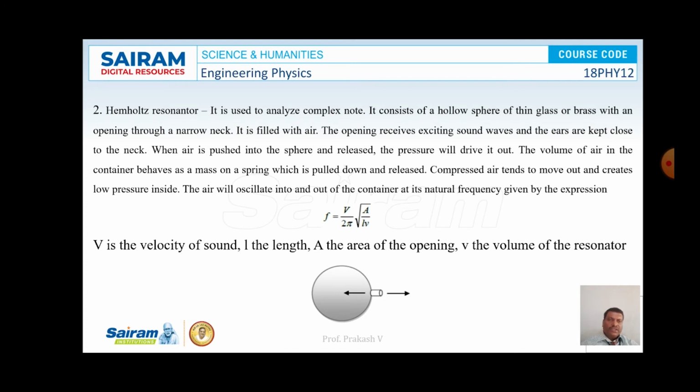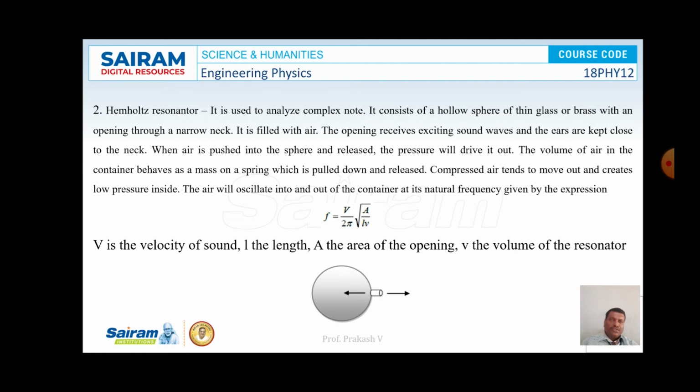So in this case, a bulb or a glass jar filled with water, and a tuning fork is excited and kept near the mouth of the resonator. As we remove water from the jar, when a particular volume of air column in the jar matches with the frequency of the tuning fork, then resonance takes place.